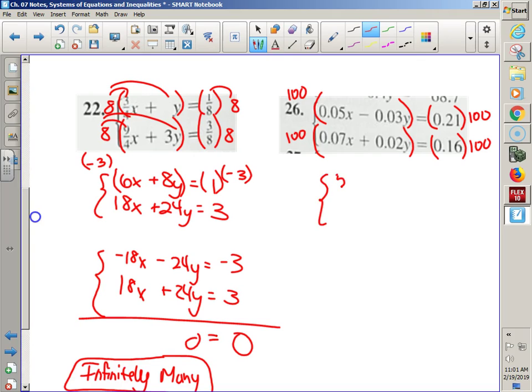Is this system a lot better now that I have 5x minus 3y is equal to 21, and 7x plus 2y is equal to 16? Is that nicer? I can't do all your homework for you. Actually, I don't know if these are homework problems. They might be. We just randomly chose them.